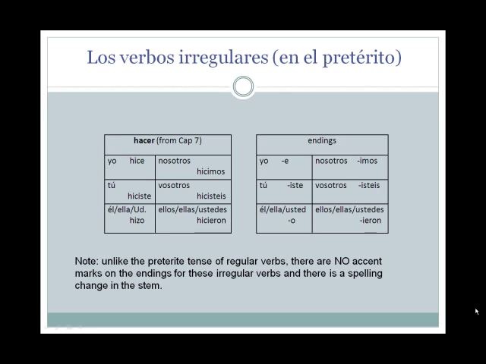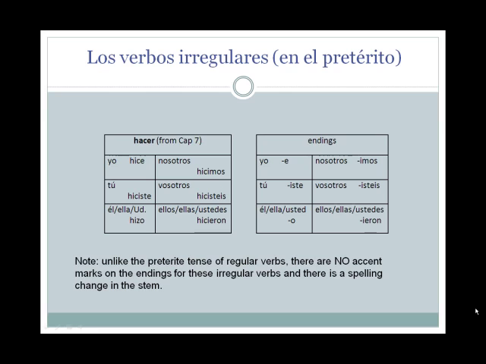The verb hacer has these conjugations: yo hice, tú hiciste, él, ella, usted hizo, nosotros hicimos, vosotros hicisteis, and ellos, ellas, ustedes hicieron. So we took the stem, the HAC, and that had a spelling change. It changed to HIC in the conjugated verbs. And then it took on these endings. For yo, it took on e, tú, iste, él, ella, usted, o, nosotros imos, vosotros isteis, and ellos, ellas, ustedes ieron.